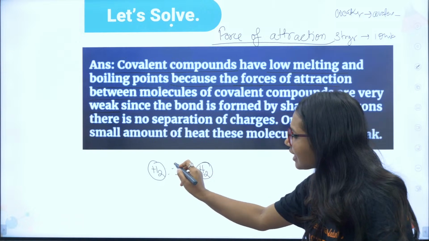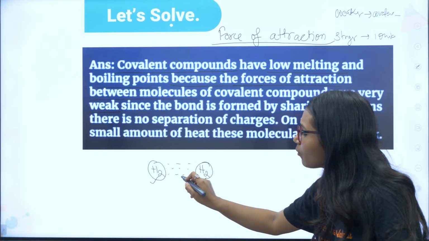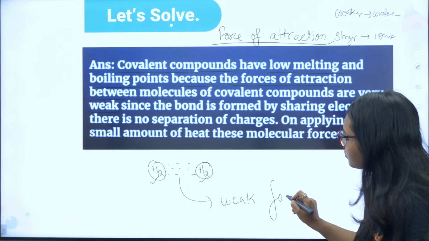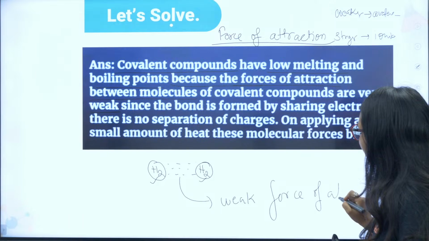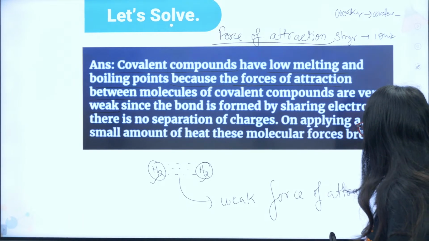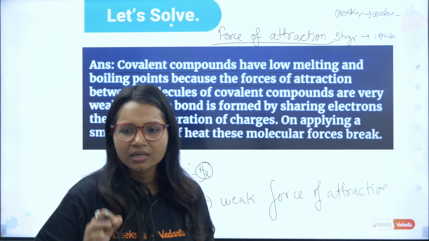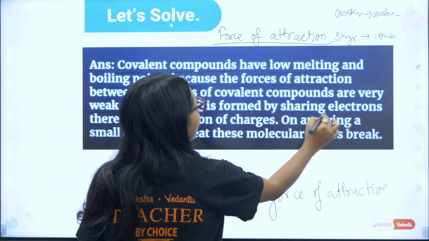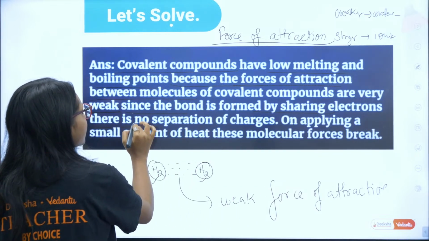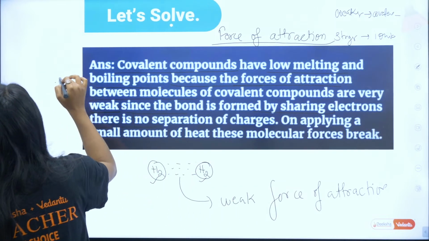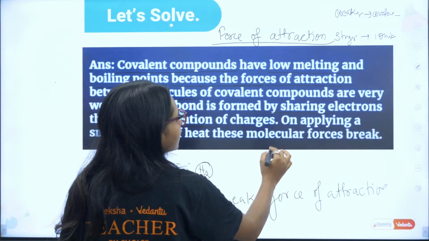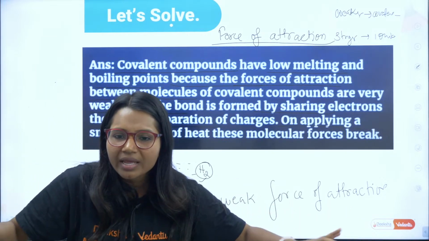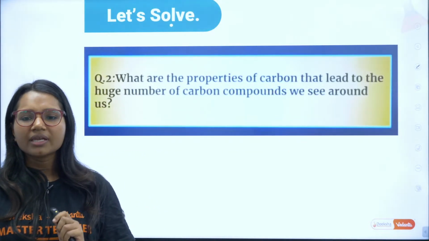So you draw the structure like this, covalent molecule. Here it is a weak force of attraction. So automatically they are easy to boil and easy to melt. Since the bond is formed by sharing of electrons, there is no separation of charge. Again, the most important point here: there is no separation of charges. On applying a small amount of heat, these molecules can break. Now, let's move to the next thing.